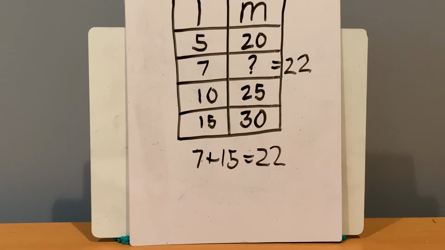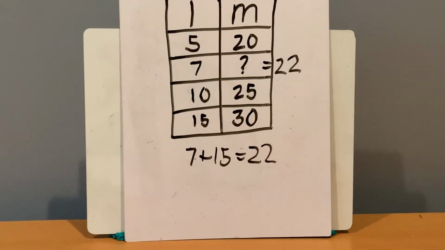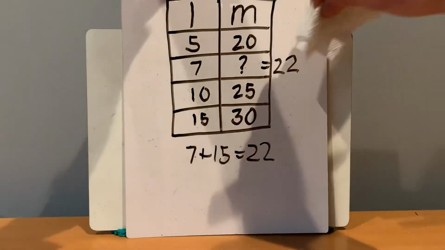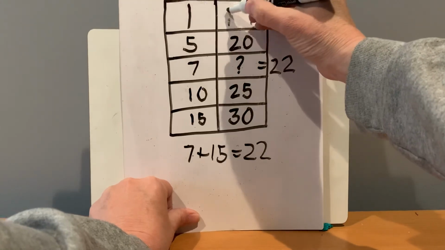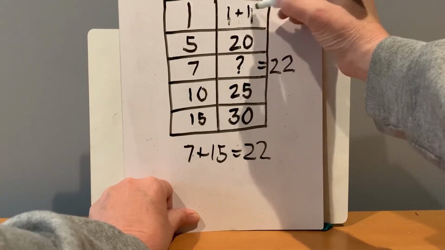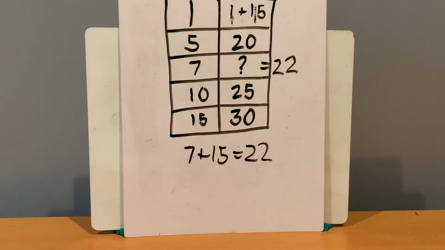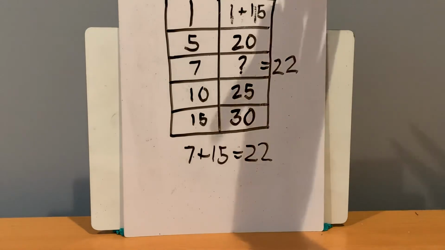Instead of using the letter M in the table in this example, we could have written the rule L plus 15. And that replaces the M, which means to add 15 to the number for L. We show this in the next table we're going to look at.